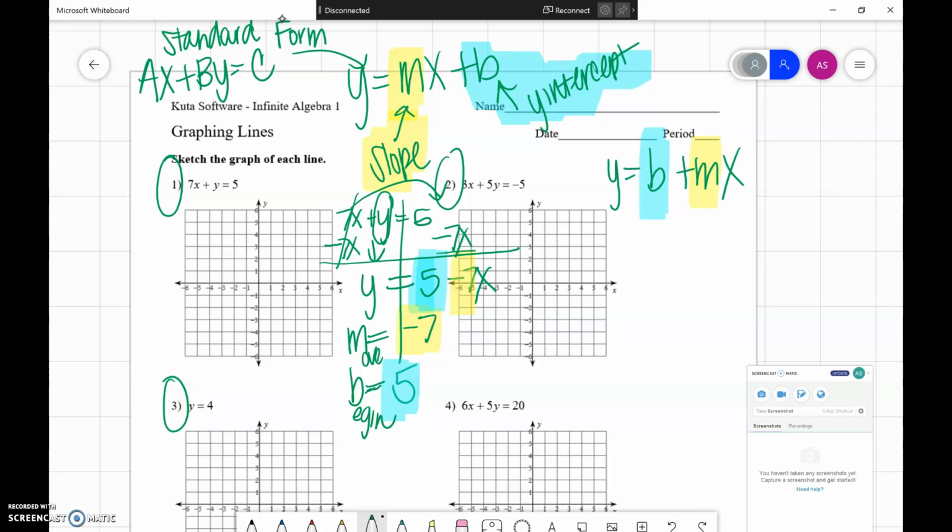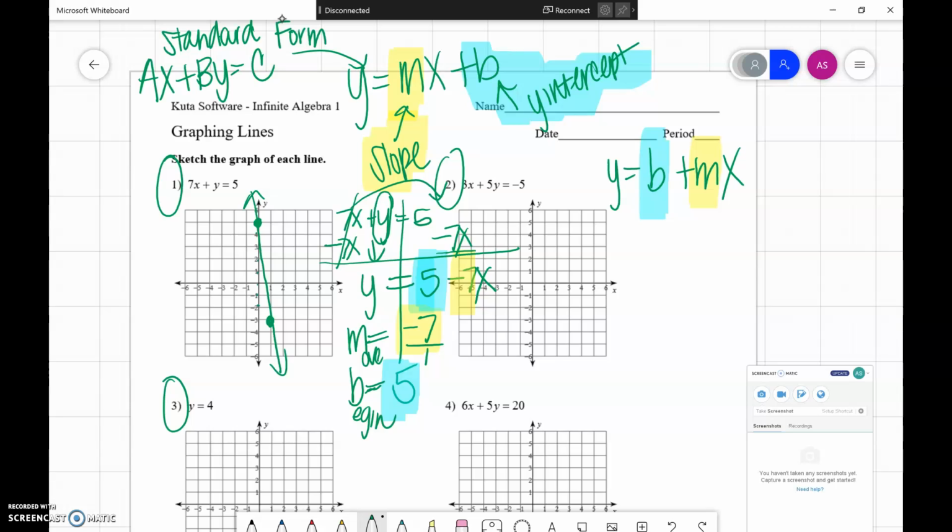M is our rise over run. So I can go ahead and put this negative 7 over 1. So I know that I'm going to be going down 7 and over 1. So I'm going to start at 5, and I'm going to go down 1, 2, 3, 4, 5, 6, 7 and over 1. And that's all the points that can fit on this graph. So I'm going to draw my line. And there we go.